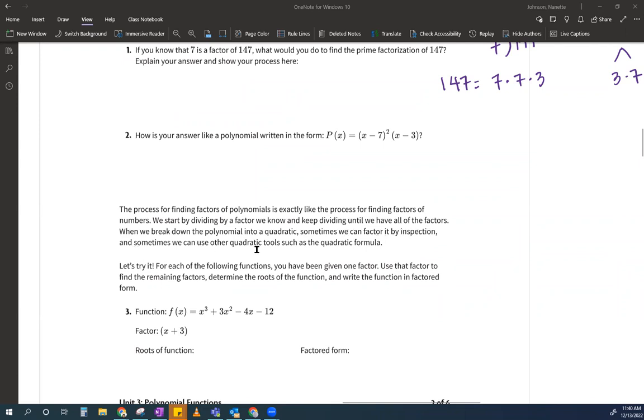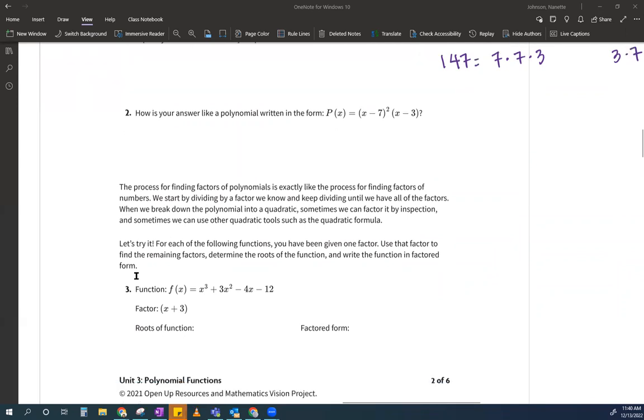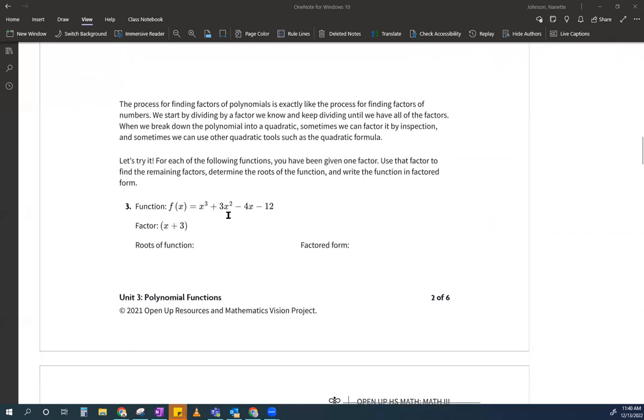When we break down a polynomial into a quadratic, sometimes we can factor it by inspection, and sometimes we have to use other tools such as the quadratic formula. So let's try. The very first thing that I'm going to do, and this is probably the only example I'm going to do in this video, is we're going to start with this. So this is our 147, and this is our 7. I'm telling you that this is a factor of this thing.